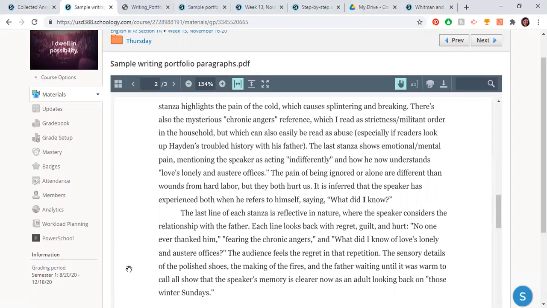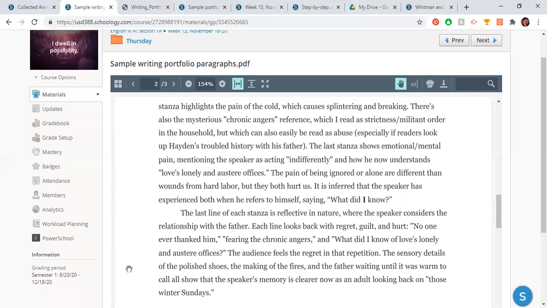The last line of each stanza is reflective in nature, where the speaker considers the relationship with the father. Each line looks back with regret, guilt, and hurt. No one ever thanked him, fearing the chronic angers, and what did I know of love's lonely and austere offices? The audience feels the regret in that repetition.